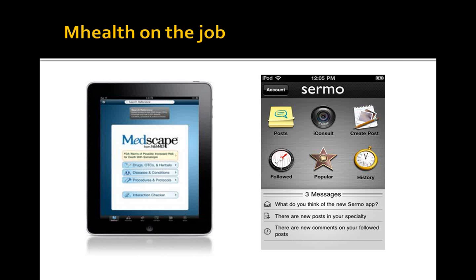And social media sites like Sermo also put providers in contact with their peers who are in similar specialties or dealing with similar types of patients. So professionally, Web 2.0 and mobile apps can provide advantages of access, openness, and connection.